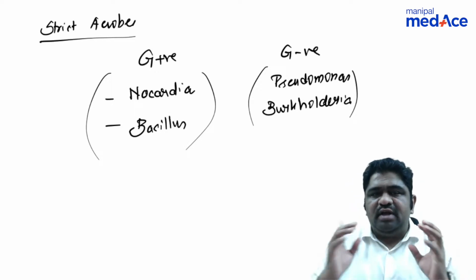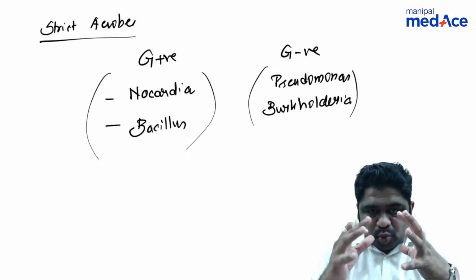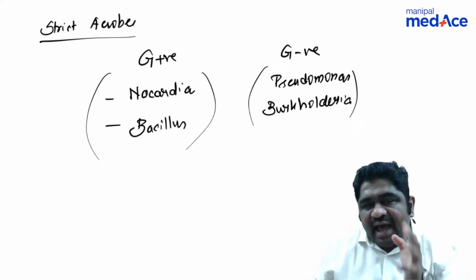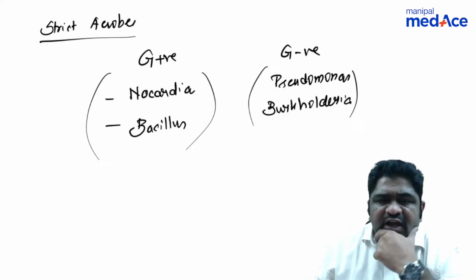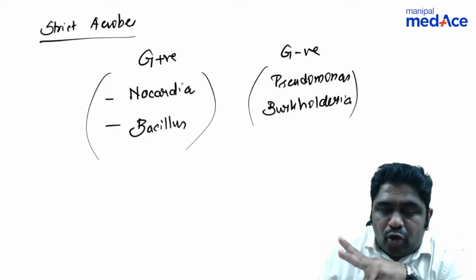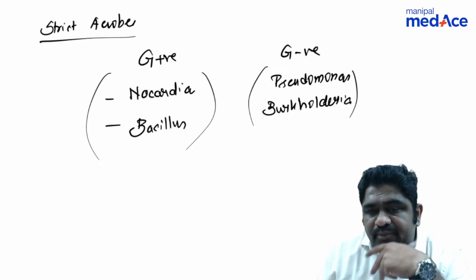Now imagine, if I try to compare these two things, what are the clinical things I derive? I said strict anaerobes cannot tolerate oxygen. In your body, can you name a part of your body which is relatively anaerobic?